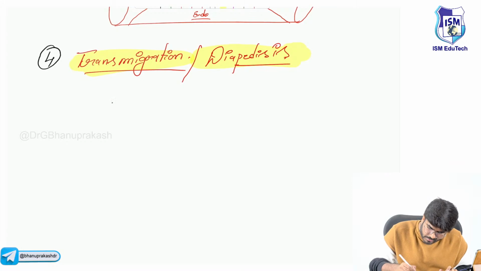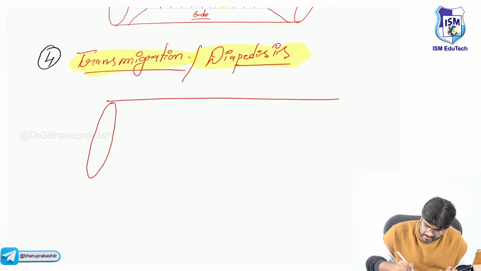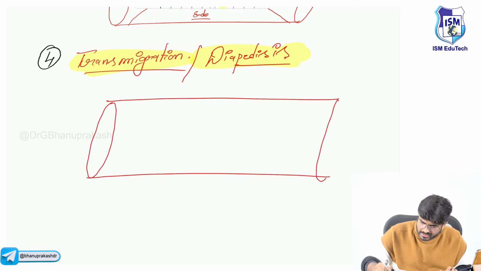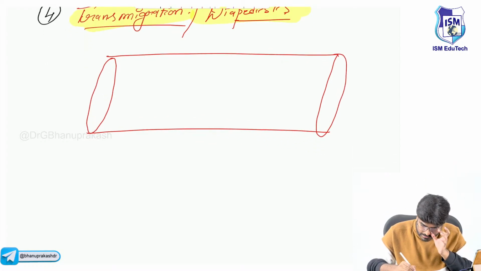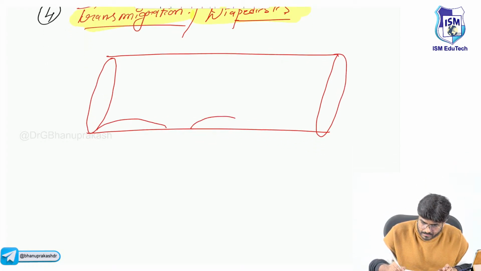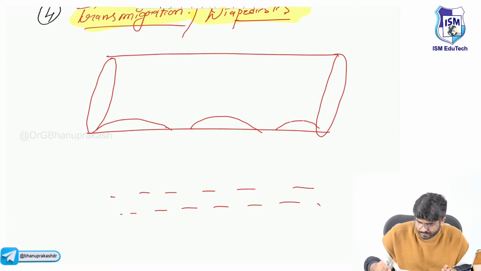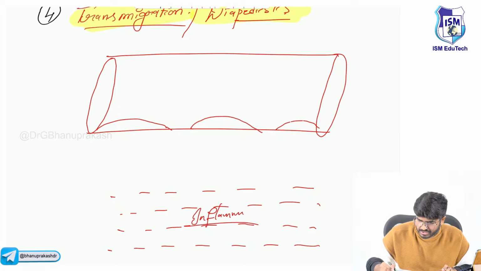Now, MCQ. Look, very important MCQ. Again, this is the blood vessel. Here is a blood vessel. So these are the endothelial cells. Now this is the area of inflamed tissue. The neutrophil has to come to this inflamed tissue, this area of inflammation.